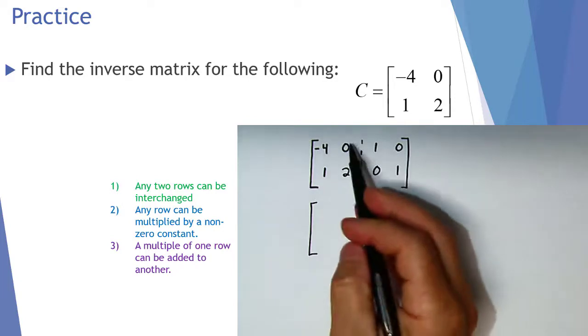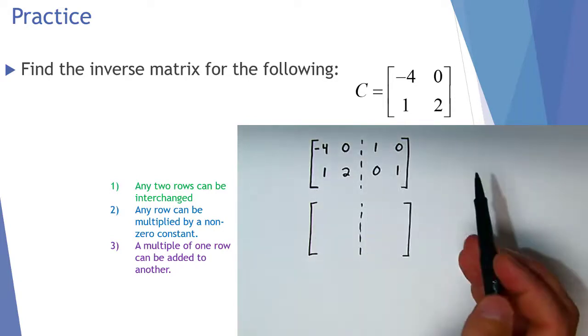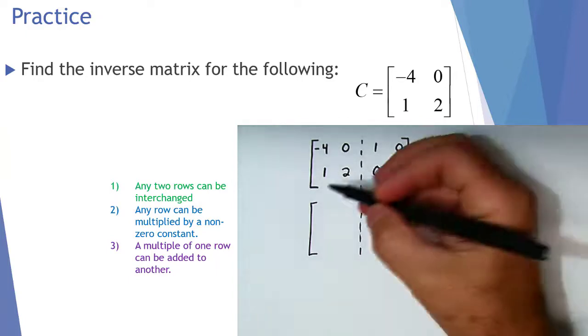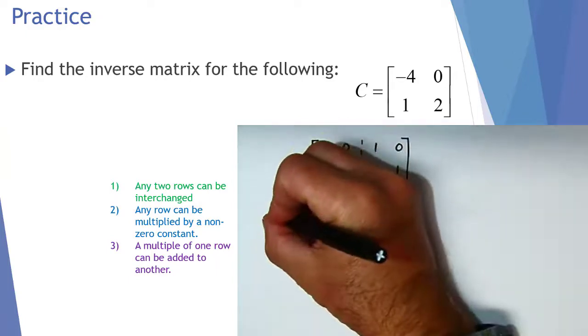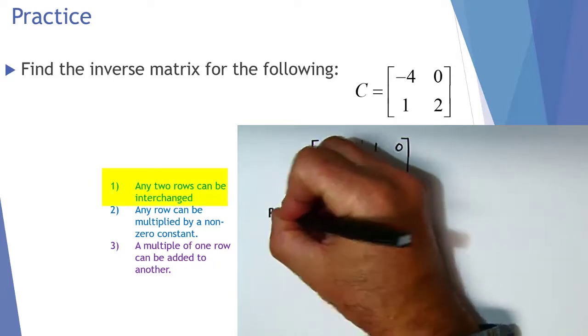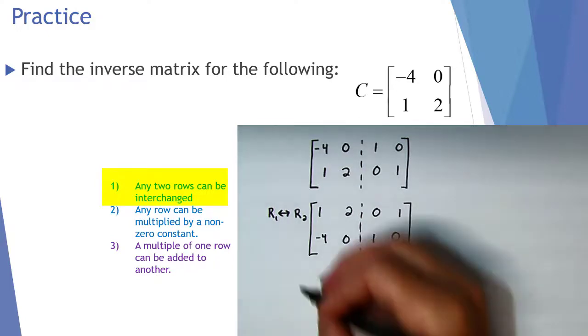Okay, here we go. There's our original matrix. We put that on the left. We put the corresponding identity on the right. Let's get to work. We want a 1 in the top left, so we can just switch row 1 and row 2. Let's do that. Okay, switching row 1 and 2 gets us the 1 in the top left.